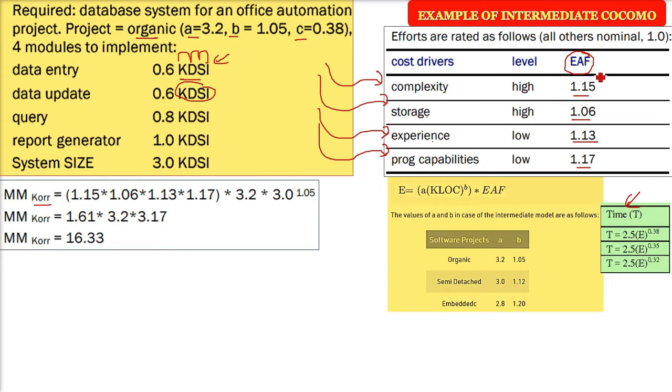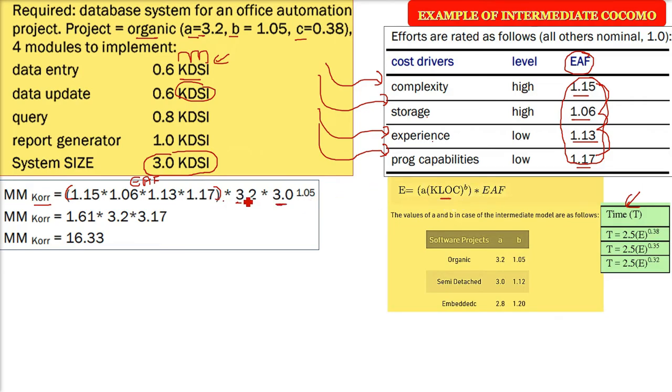Now these are the EAF values. What you have to do is take them and multiply all of them together. Then you use the expression. So this is EAF already used. Now you have to put A here. We are just multiplying all of these, and this will come to 1.61. 3.2 is already given in the question, and in the table also you see A is 3.2 for organic. What is the kilo line of code? See, the system size is 3 KDSI. Whether KDSI or KLOC, you are going to put it here, 3.